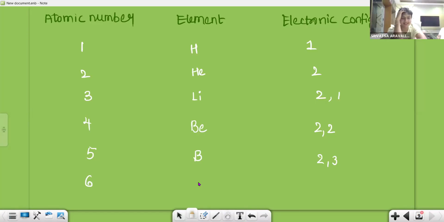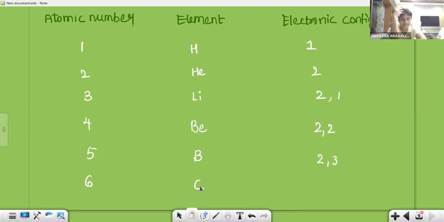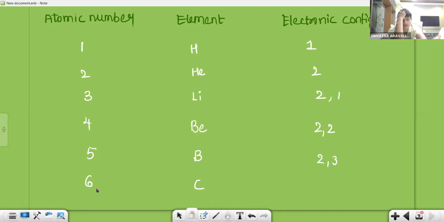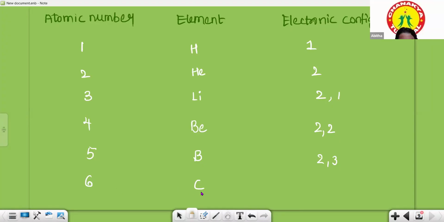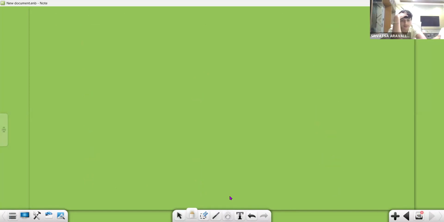Next, 6. C for calcium, sorry, carbon. Yeah, C. Okay, 6 is carbon. Now tell me the electronic configuration for 6. 2 comma 4. Next one.